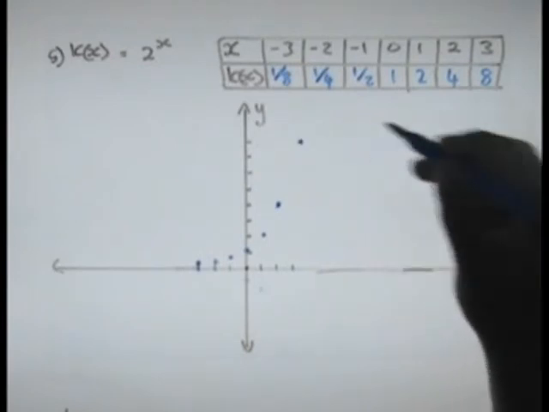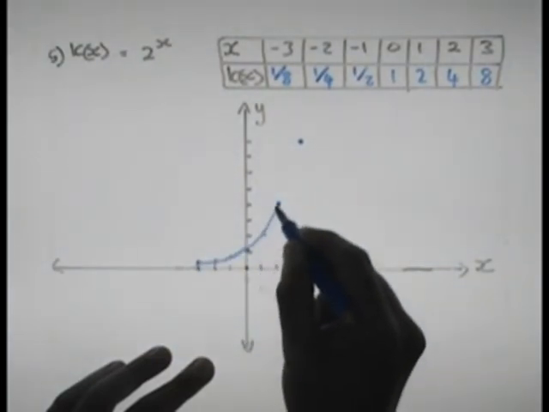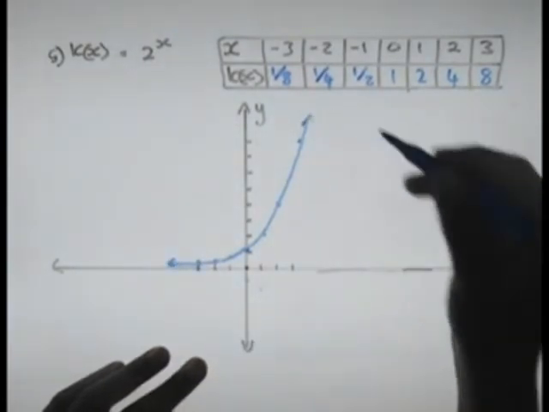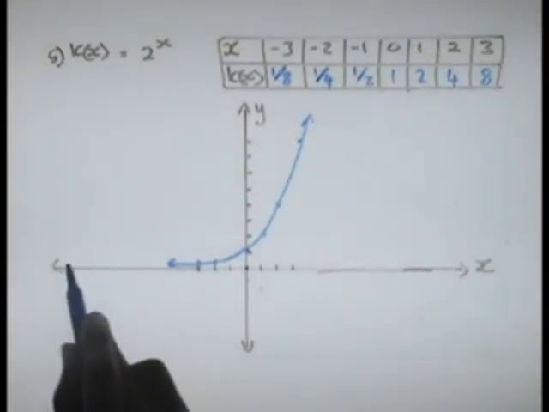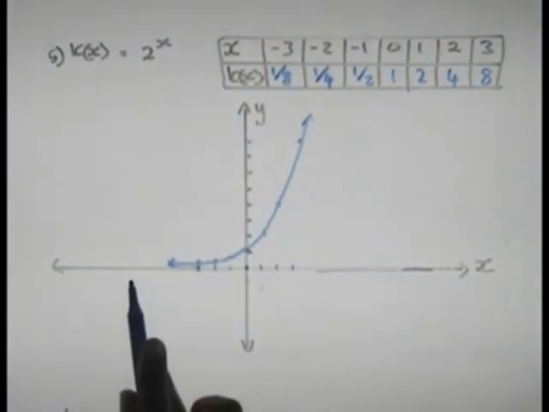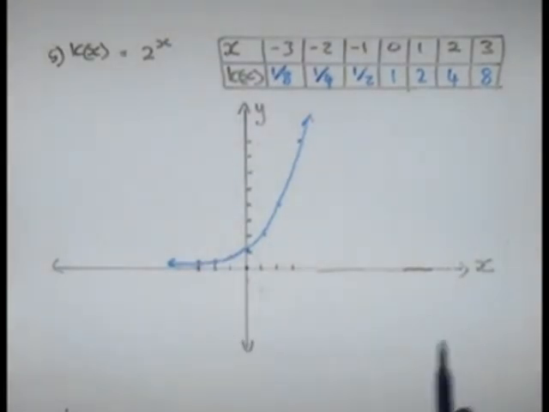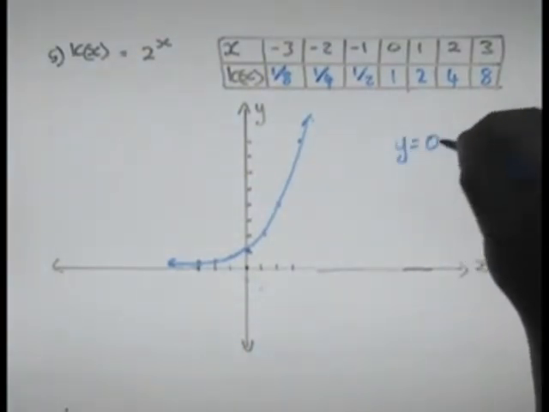So that's way up here. Now let's look at the shape of this graph. If I join these dots, notice that it's going to carry on in both directions. It's going to carry on curving upward, and it's going to carry on down here. As x becomes greater negative, it's just going to go closer and closer to the x-axis, but it's never going to touch it, which means that our asymptote is the line y is equal to 0.